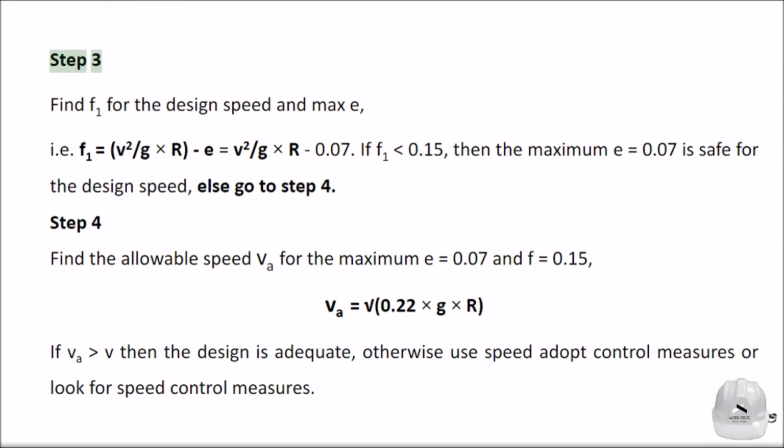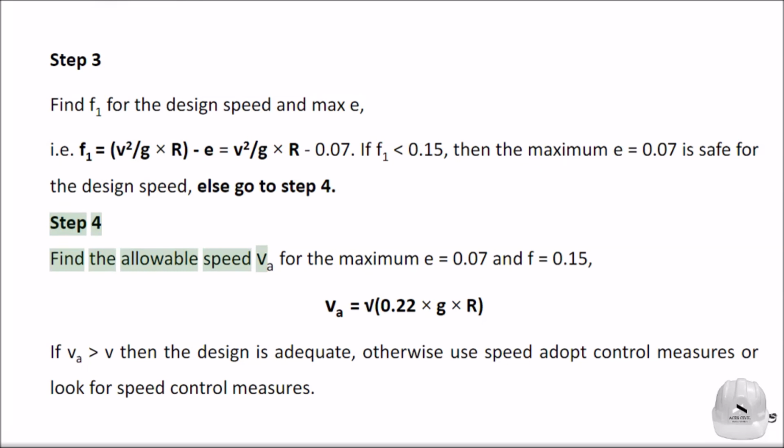Step 3. Find f1 for the design speed and max e, i.e. f1 equals V²/gR minus e, where e equals 0.07. If f1 is less than 0.15, then the maximum e equals 0.07 is safe for the design speed, else go to step 4.